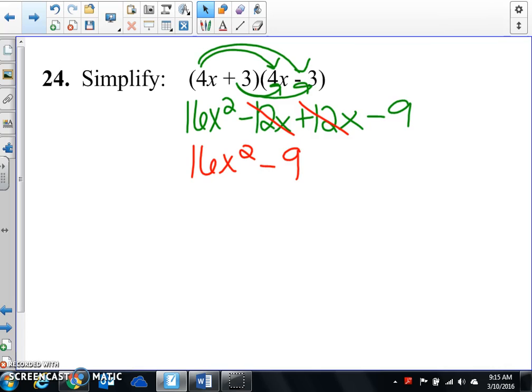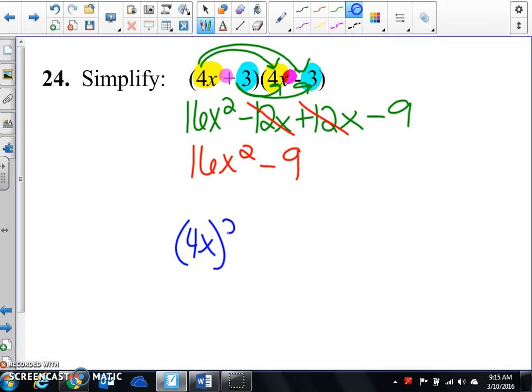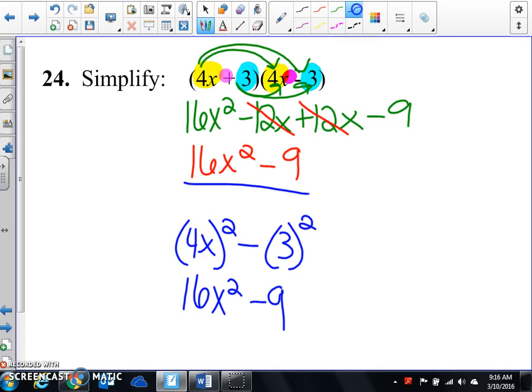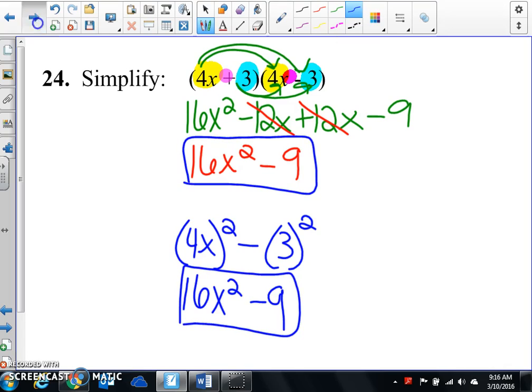Now remember, you could also use special products, but just use your special products as a check method. The reason that we can is because if you look, our first terms are identical, our second terms are identical, and one's a plus, one's a minus. So in that case, what we do is we take the first term and square it, minus the second term and square it. So 4 times 4 is 16x squared, minus 3 times 3 is 9. So either way, you're getting the same answer. But use the special products as a check method.